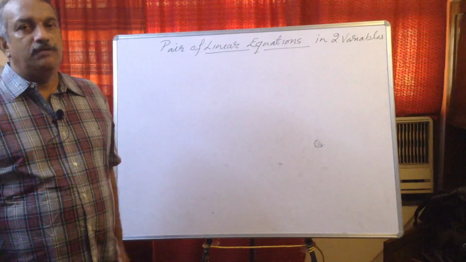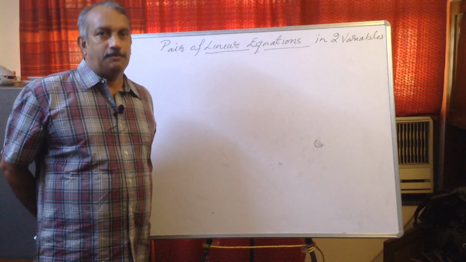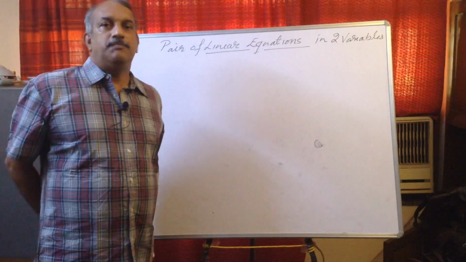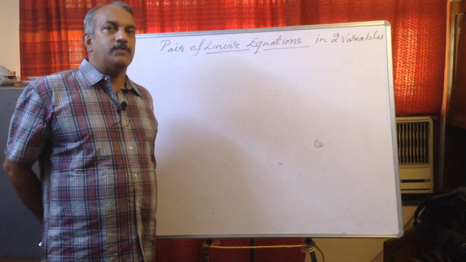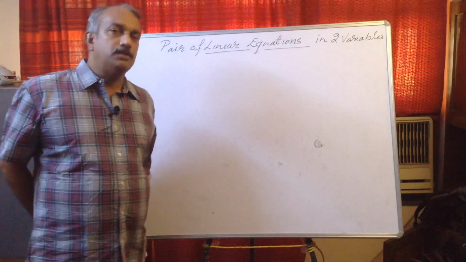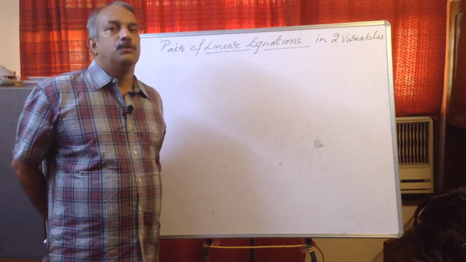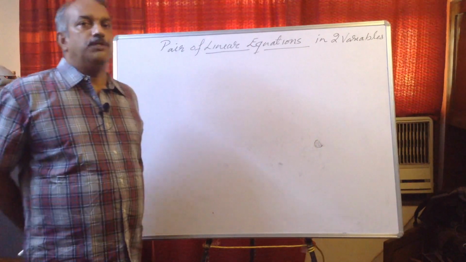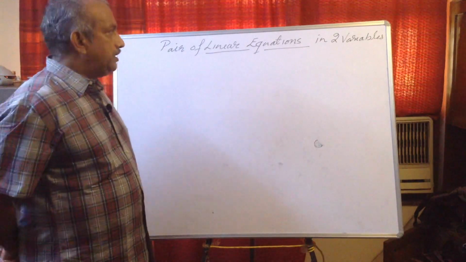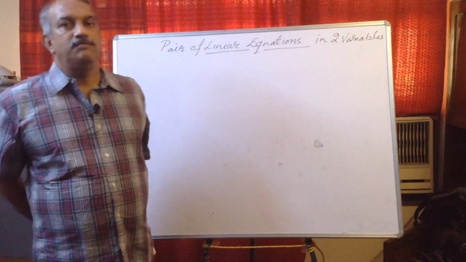So, what is an equation? An equation is an algebraic expression with an equal sign. If there is an equal sign, it is called an equation. Depending on the degree of the equation, it can be a linear equation, quadratic equation, or cubic equation. If the degree is 1, it is linear, degree 2, quadratic, degree 3, cubic, and it will go on like that. Then again, a linear equation can be in 1 variable, 2 variables, 3 variables, etc.